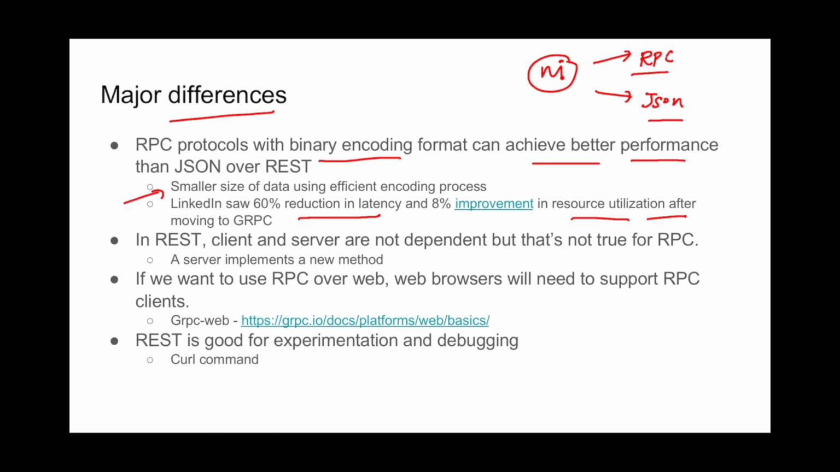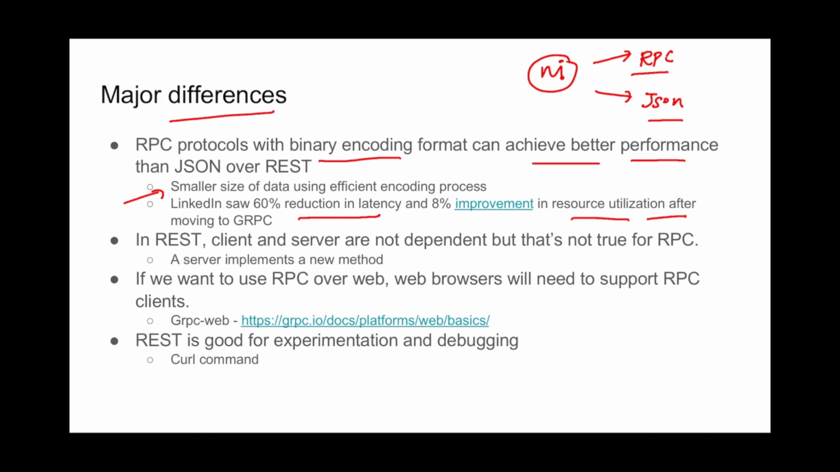Also, since the size of the final output produced after encoding is smaller in the case of RPC, that helps in saving a lot of bandwidth, because you have to transfer this final output over the network. If the size is smaller, as in RPC, it will make more efficient use of the network bandwidth that we have.